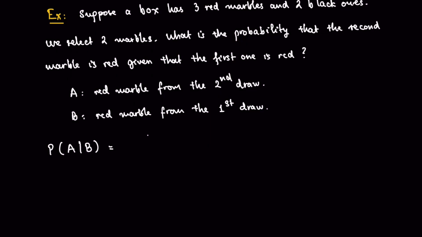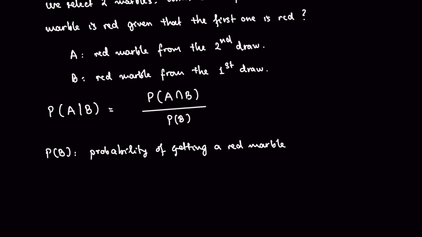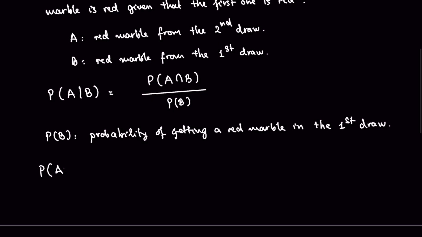By definition, you have the probability of A and B over the probability of B. In this case, the interpretation is that you have the probability of B, which is the probability of getting a red marble in the first draw. And the notation P of A intersect with B means the probability of getting red marbles in both draws.